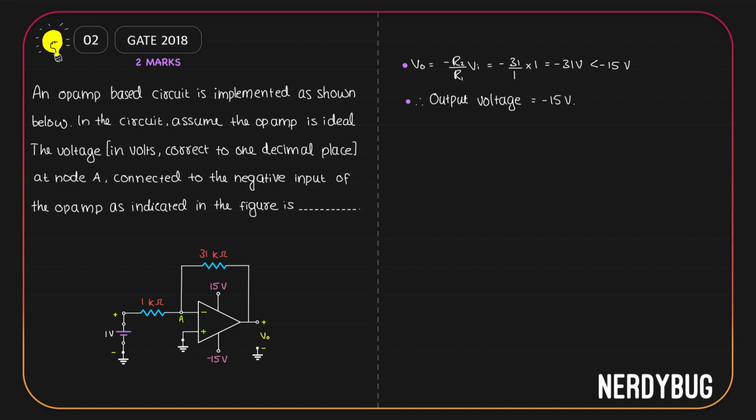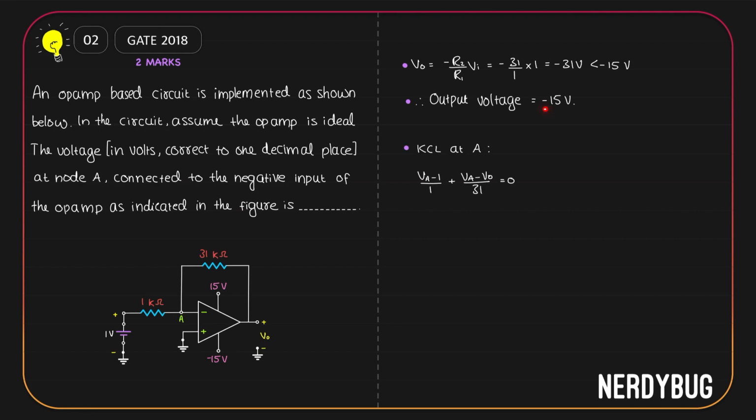So to find VA, let us apply Kirchhoff's current law at node A. If you take a look at this 1 kilo ohm, it has a potential VA on one side and it has a potential 1 volt on the other side. So if we take the direction of current through it this way, that means this current will be VA minus 1 divided by 1 kilo ohm. Now for the 31 kilo ohm, it has VO potential on this side, VA on this side. If we take the direction to be like this, then that current will be VA minus VO divided by 31 kilo ohm. According to Kirchhoff's current law, the sum of these two currents should be equal to 0.